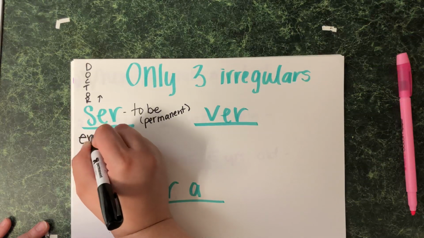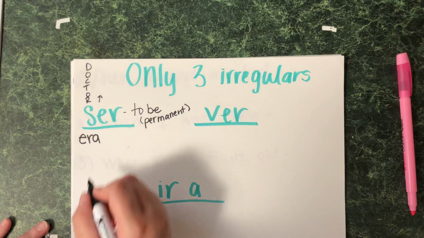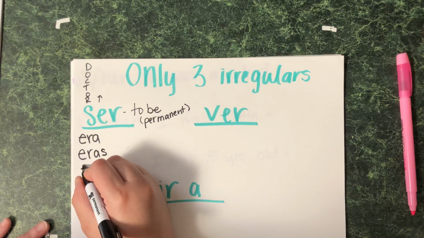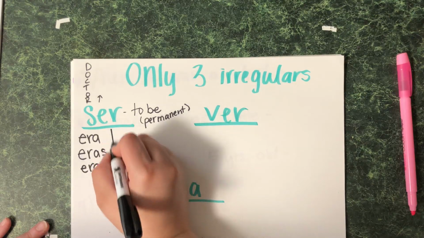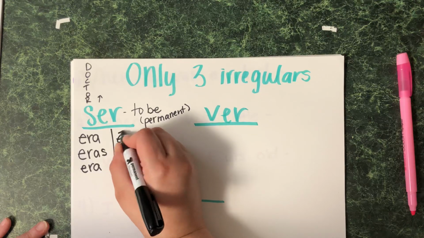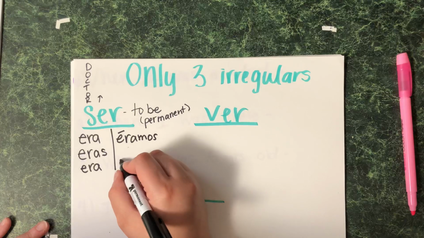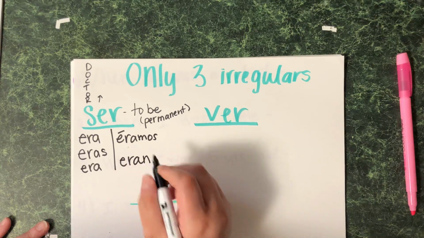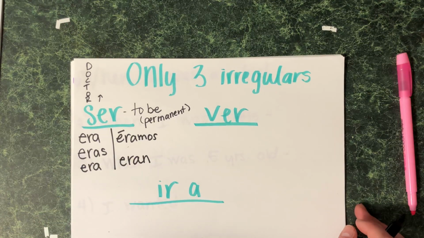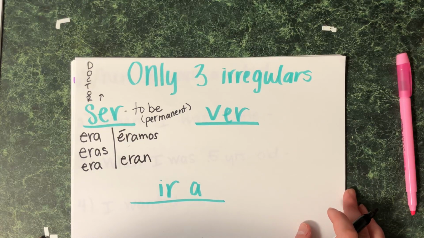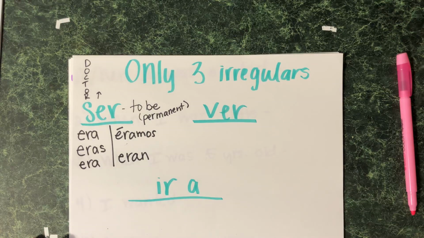Now, the conjugation of ser, to say I used to be or I was: yo era, tú eras, él era, nosotros éramos, with an accent mark over the E, and ellos, ellas, ustedes eran. For example, I was a student from NHS. Yo era una estudiante en NHS.